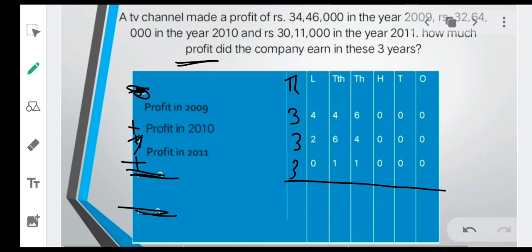I hope this concept is completely clear: on which sum you have to do addition and on which sum you have to do subtraction.